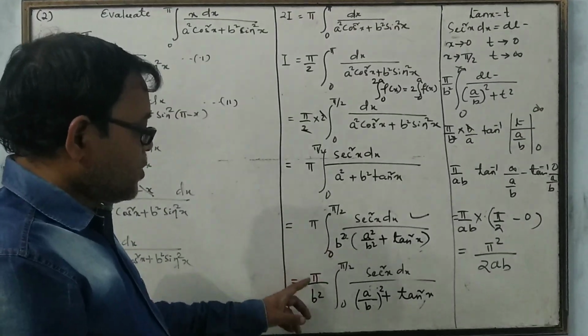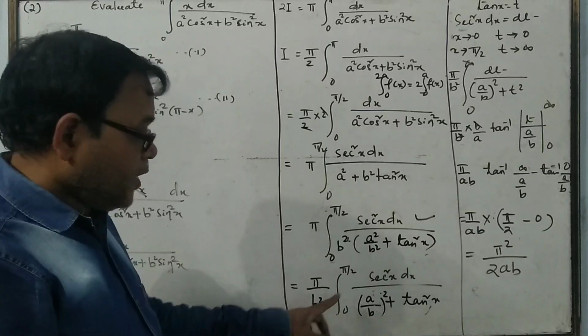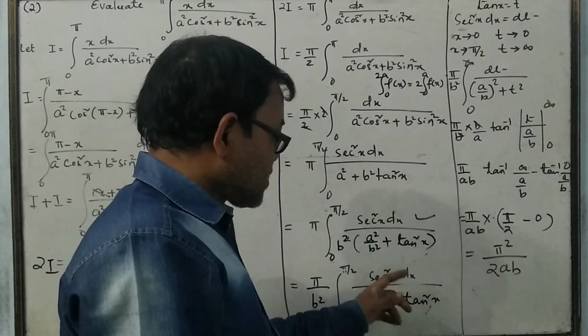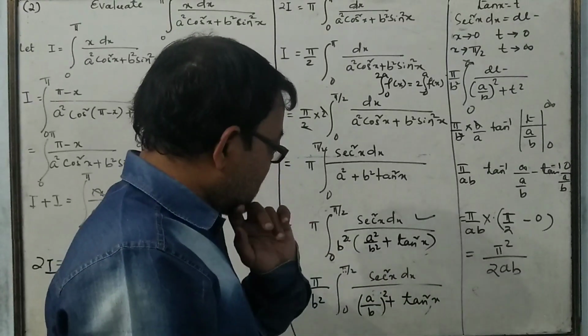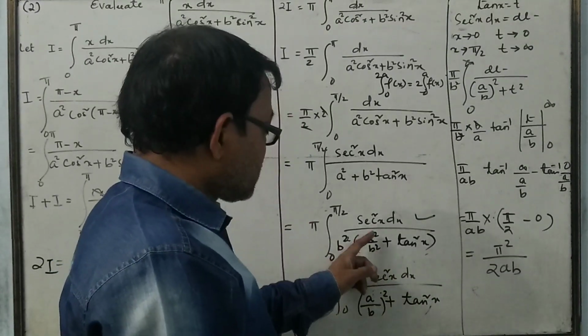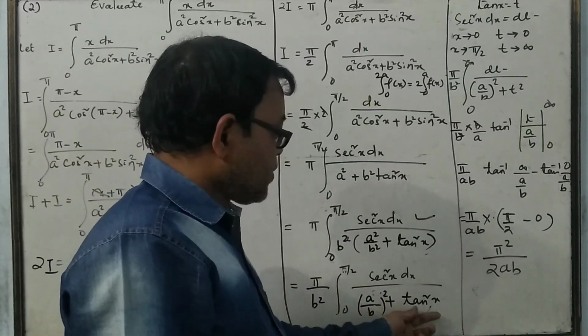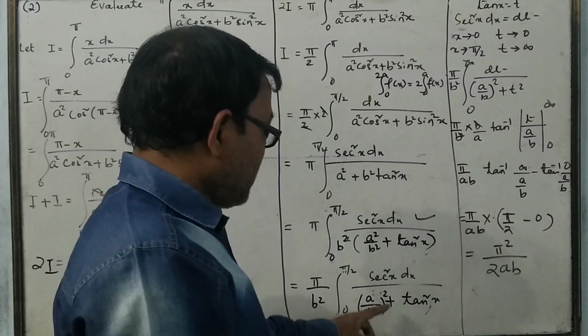We have taken b square common, so that is pi by b square times the integral from 0 to pi by 2 of sec square x dx divided by a square by b square, which I have written as a by b whole square, plus tan square x. Here a by b is a constant.